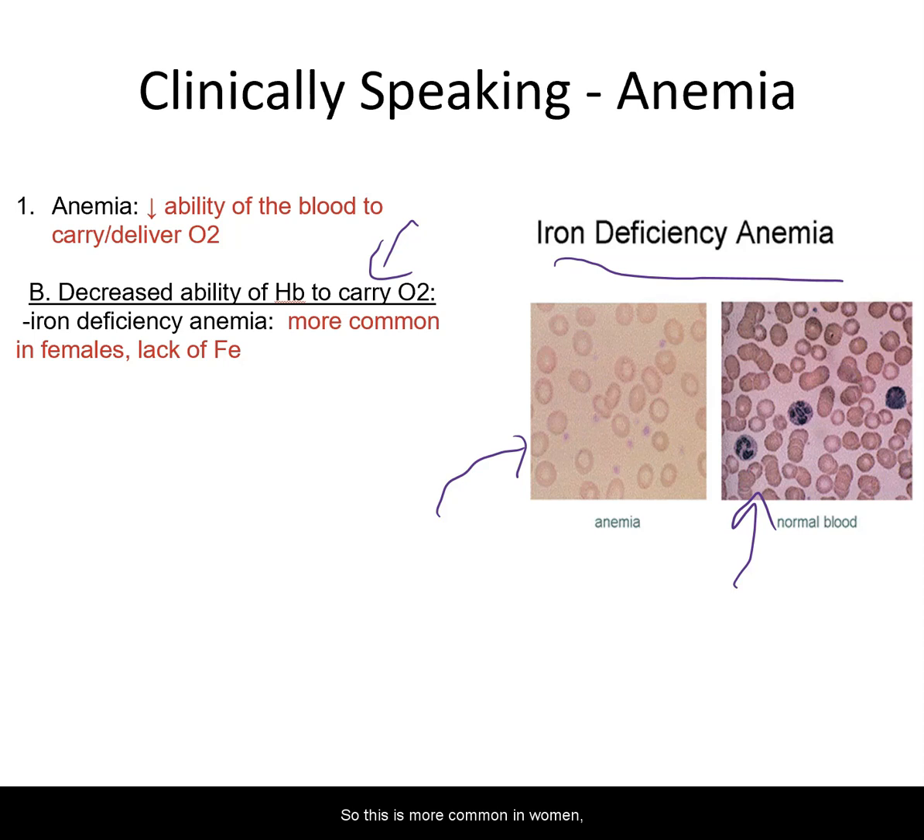color of the blood. So this is more common in women, especially obviously women who are menstruating, because every month when you bleed, you lose that blood, and the iron's in the blood. And so you don't get to replace that. So you want to make sure that you're getting enough iron in your diet to help with this.